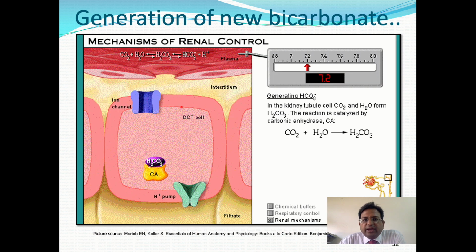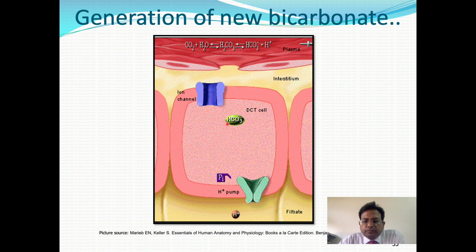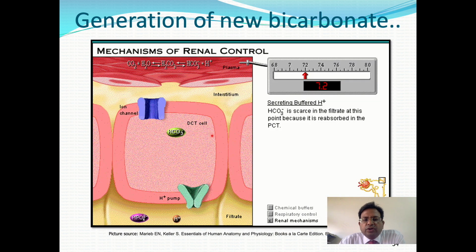Here the carbon dioxide present in the DCT cells reacts with water to form carbonic acid in the presence of carbonic anhydrase. After that, this carbonic acid splits into bicarbonate and hydrogen ion, and this hydrogen ion is secreted into the filtrate through the hydrogen pump, similar to the PCT. But here the situation is something different. In the DCT, the bicarbonate level in the filtrate is very less. So what will happen? They will release hydrogen ion.